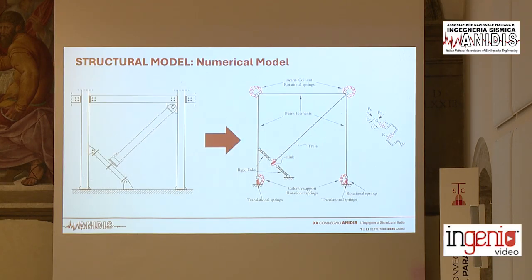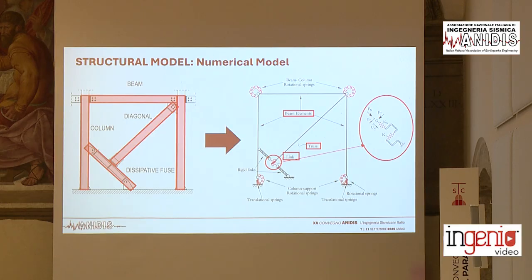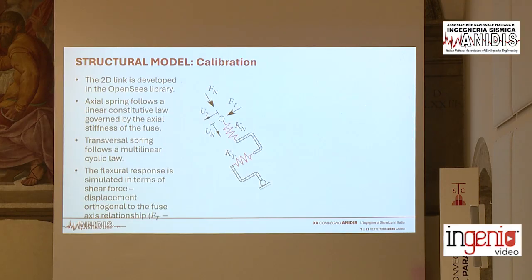With respect to the results obtained from the experiments, the numerical model was developed in OpenSees with beams and columns modeled as elastic beam elements. The diagonal was modeled as a truss element. The link, or rather the knee element, was calibrated to capture the bending, the axial, and the shear behavior. Finally, rotational and translational springs were incorporated to replicate the rail joint connections we observed during the experiment.